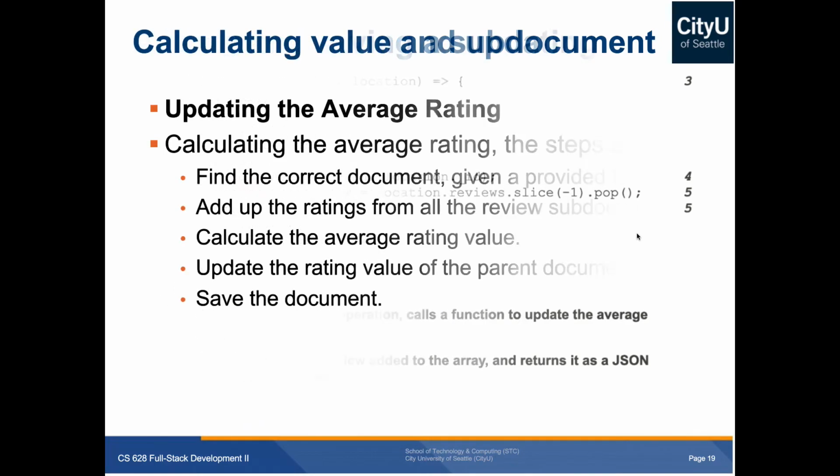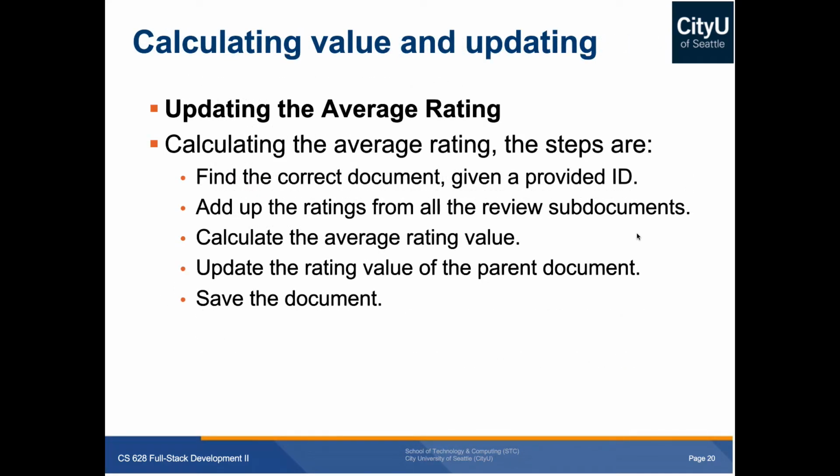Okay. So now let's talk about updating the average rating. You want to find the correct document, given the provided ID. You want to add all the ratings first, and then calculate the average rating value. Once you have done the calculation, you have to update the rating value of the parent document, meaning you have to change the value in the parent document and then save that.